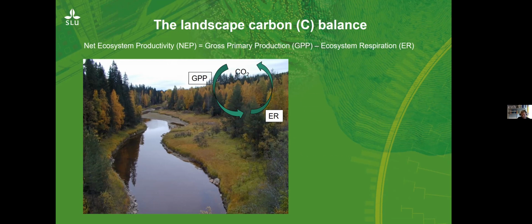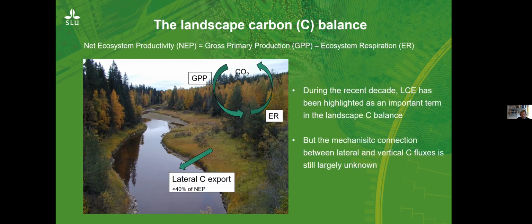This is nothing new, but more recently, to get a more complete net ecosystem carbon balance, the lateral export of carbon has been included. So the transport of carbon from soils to water, and in some extreme cases, this could correspond to up to 40% of the NEP. This is nothing new, but it's slowly getting into studies on the net ecosystem carbon balance, that we need to include all the different flux terms, and this is one of them.